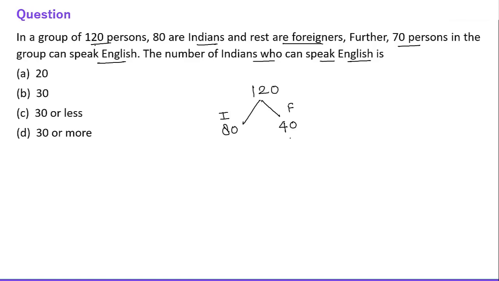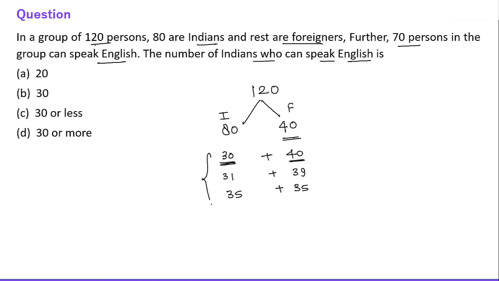It means, let's say all 40 foreigners can speak English, then 30 Indians can speak English. If 39 foreigners can speak English, then 31 Indians can speak English. If, let's say, 35 foreigners can speak English, then 35 Indians can speak English.